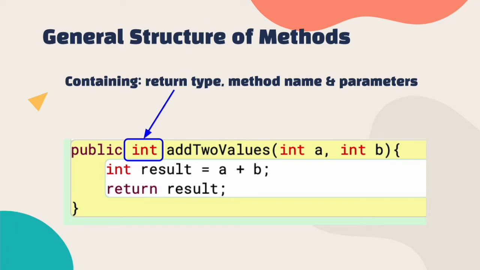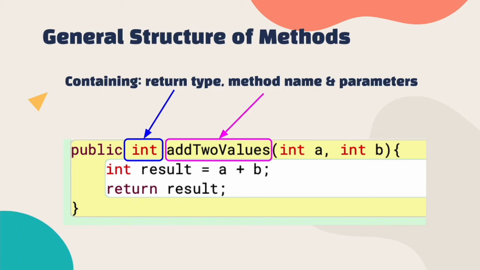The second one is method name. So the method name is this one, add two values. You can put any names, you can put anything. But make sure the name defines the method well, so that we don't have to look at the codes and check what this method does. We don't want that. So make sure when you write the method name, it defines what the method does.